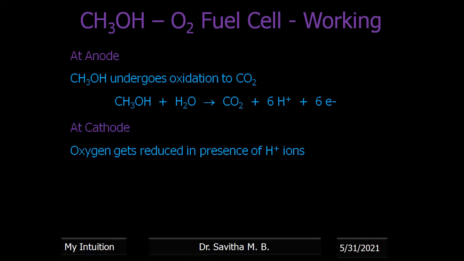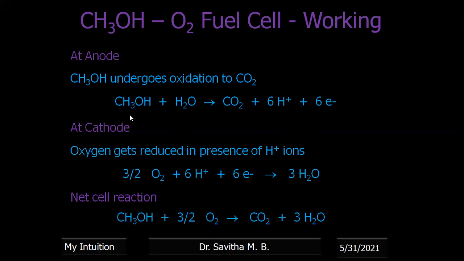Now, the reaction at the cathode is that oxygen gets reduced in the presence of H plus ions. Oxygen, anyway, you are feeding. The H plus ions from the anode compartment diffuse through the electrode, come to the inner side of the electrode, travel through the electrolyte, and come near the cathode. The electrons come directly from the external circuit, and you are feeding oxygen. So the product formed is water. Now the net cell reaction is the anode reaction plus the cathode reaction, and you will be getting methanol plus oxygen giving carbon dioxide and water. Out of the 3 molecules of water formed, 1 is utilized. Therefore, the remaining is 2.